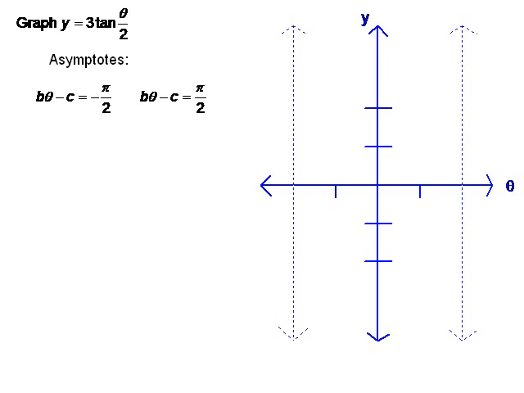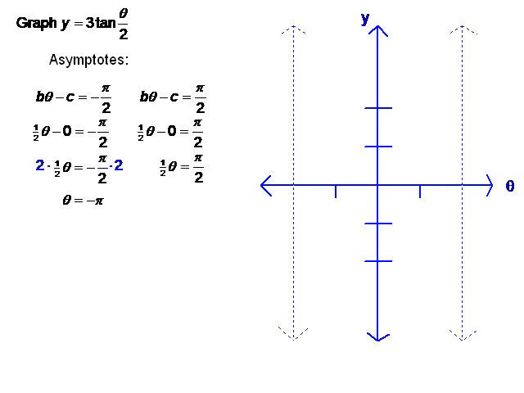Our b theta minus c, there is no c involved in this equation that we have. We just have theta over 2. So our c is really 0. So if we solve for theta, in both these cases, 0 drops away and we're going to have to get rid of the 1/2 by multiplying by 2. So we get our left asymptote at negative pi. Solving our other one, multiply by 2, and we get theta equals pi. So our two asymptotes are at negative pi and pi.